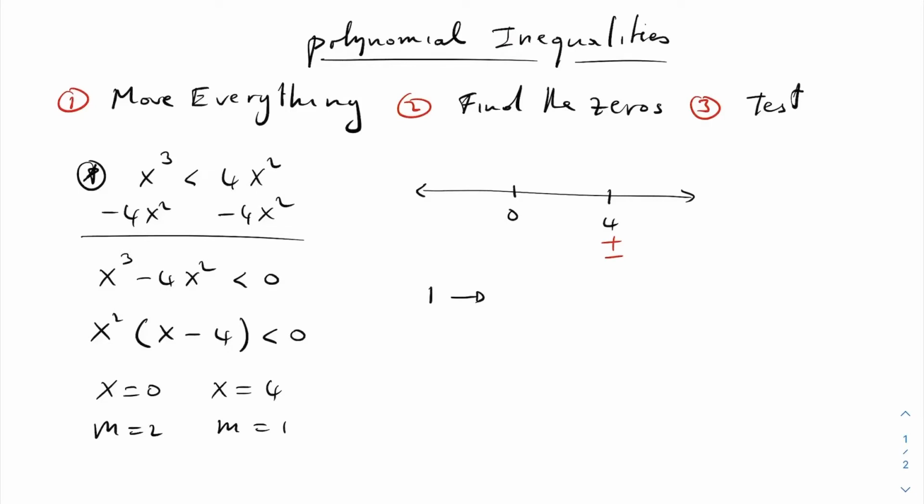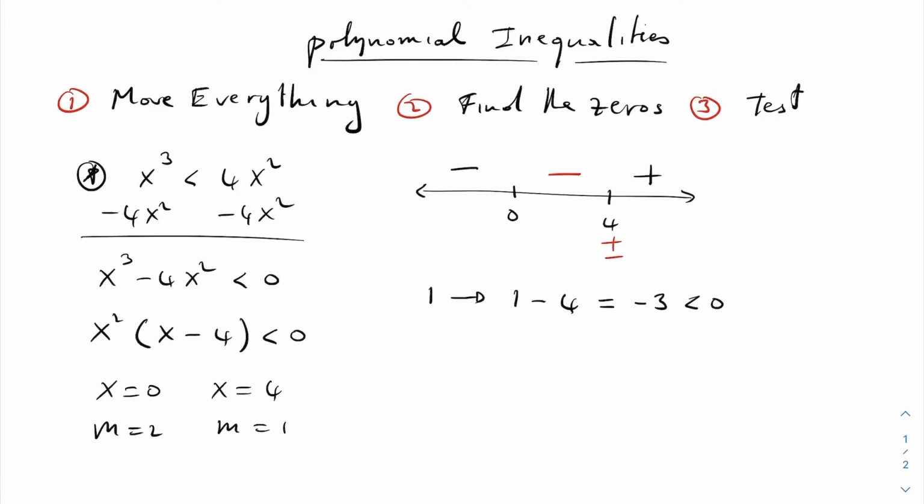I'm going to plug 1 into my inequality on top here. So I'm going to have 1 cubed is 1 minus 4, 1 squared happens to be negative 4. And so if you subtract these two, you're going to get negative 3, which happens to be negative. So I'm going to put a negative sign here in the region between 0 and 4. Finally, I can go ahead and put a negative after I pass 0 because the sign doesn't change. And I'm going to put a positive when I pass 4 because the sign does change.